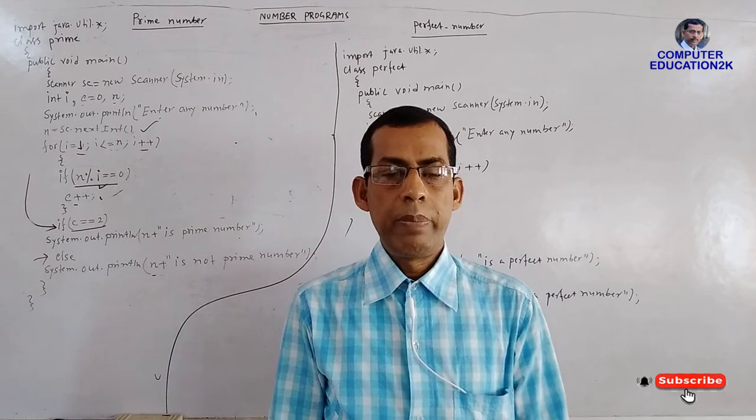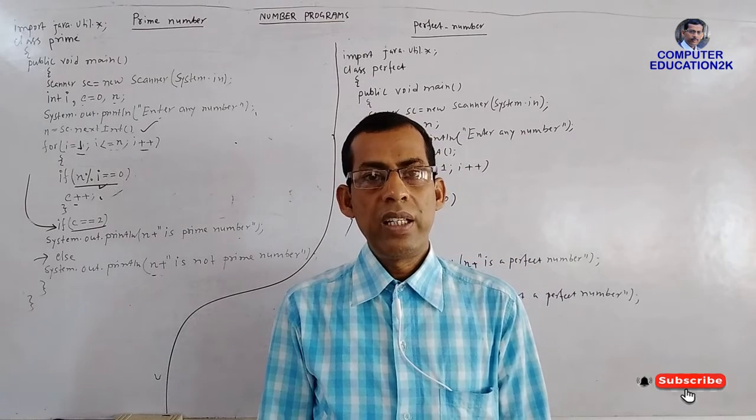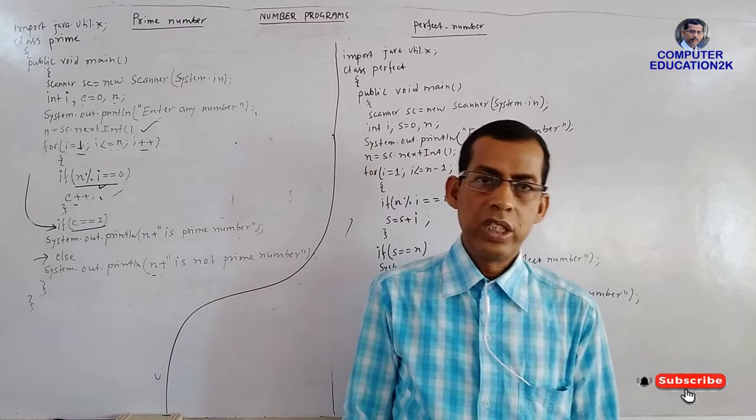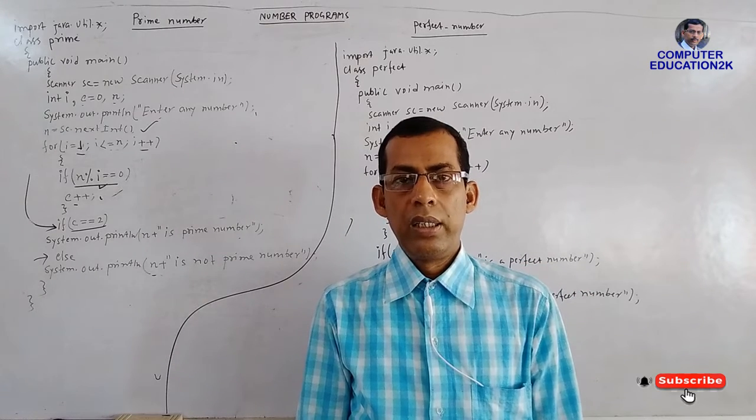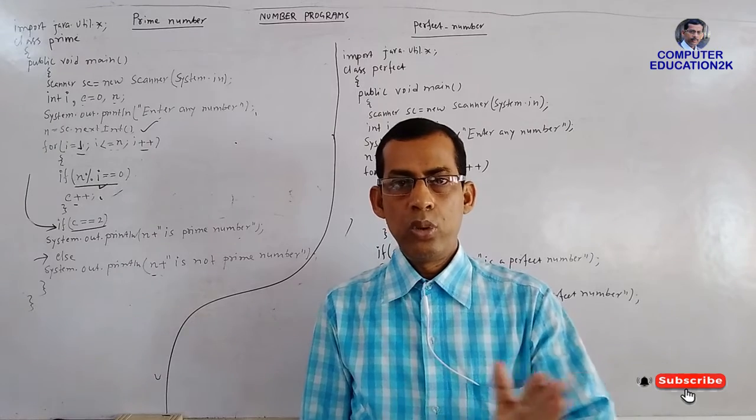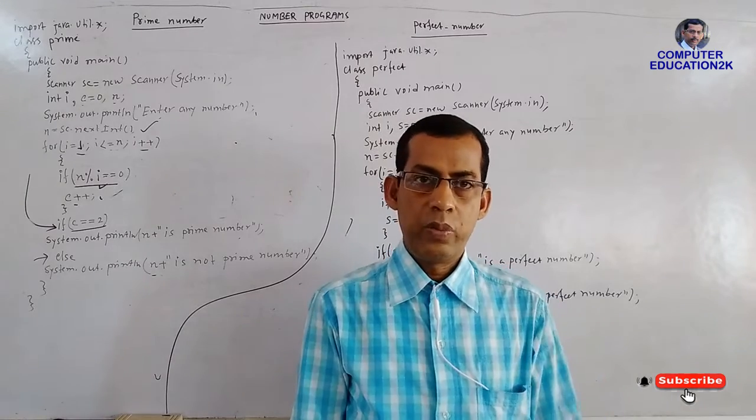See, 6 is a perfect number. If we keep dividing 6 by 1, 6 by 2, 6 by 3, 6 by 4, 6 by 5, then wherever the number is divisible, those numbers are the factors of 6.